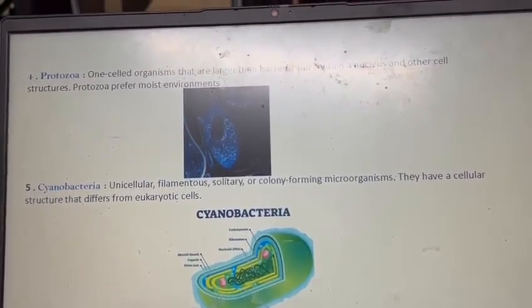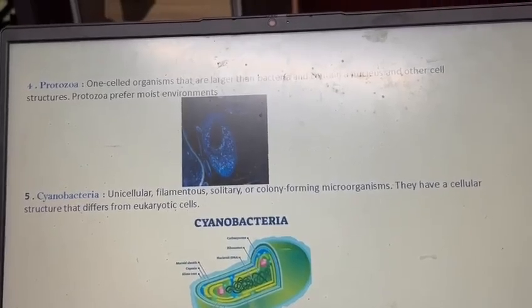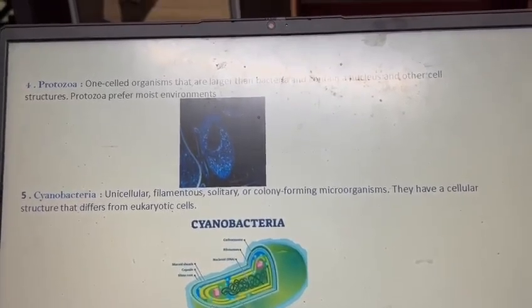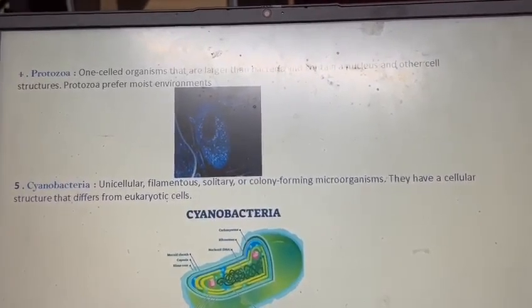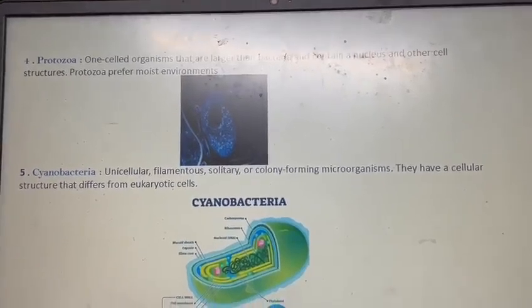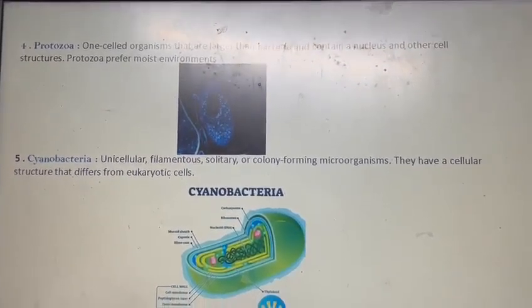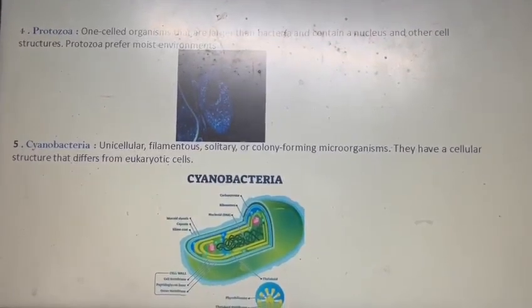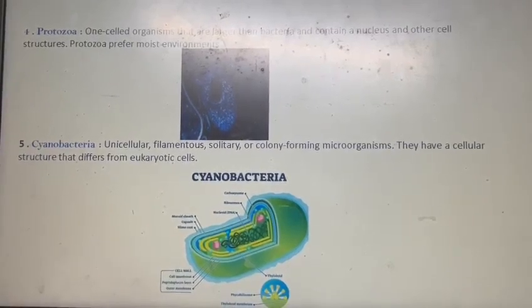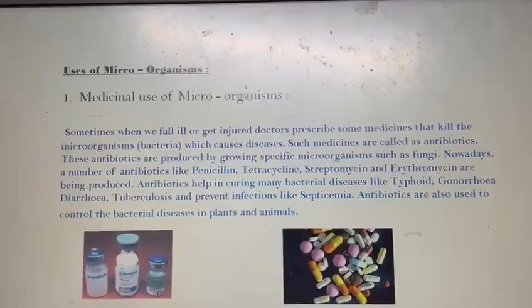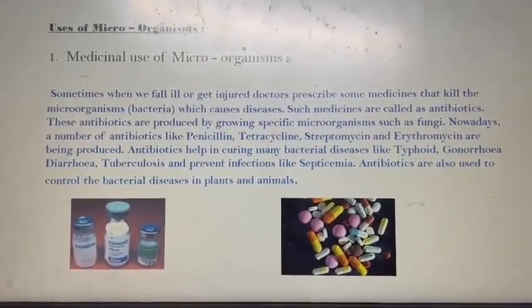Cyanobacteria can be seen as unicellular, filamentous and solitary or colony forming organisms. They have a cellular structure that differs from eukaryotic cells. So in this video you can see how the cyanobacteria look, and you can see the different parts in this video. Next, uses of microorganisms.